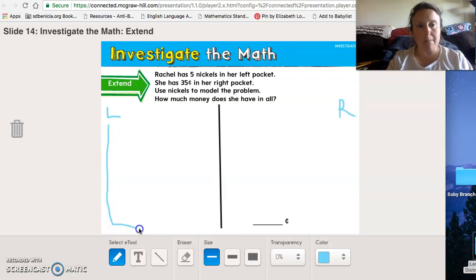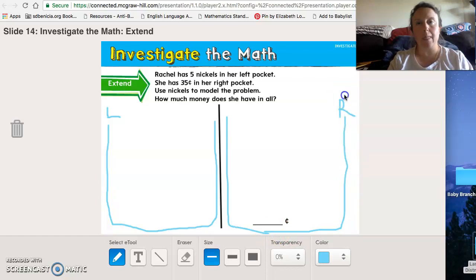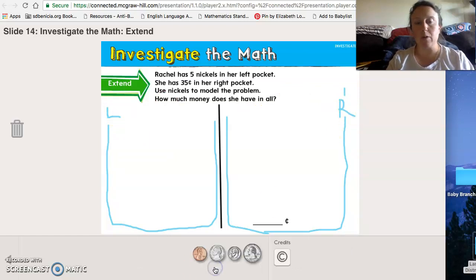And I'm going to draw my pockets just for fun. There's one pocket. Here's a second pocket. Okay, and I know that this is the left pocket and the right pocket. So now I'm going to go use my tools, and remember to pause me and use your coins in order to show this. So there are 5 nickels in her left pocket. So pause me and put 5 nickels in her left pocket.